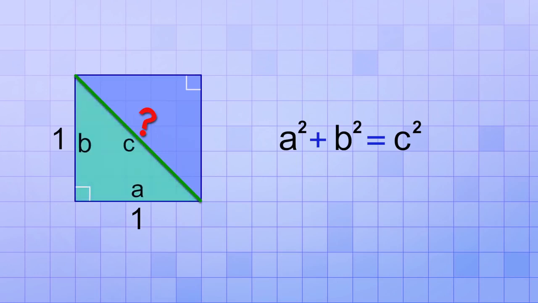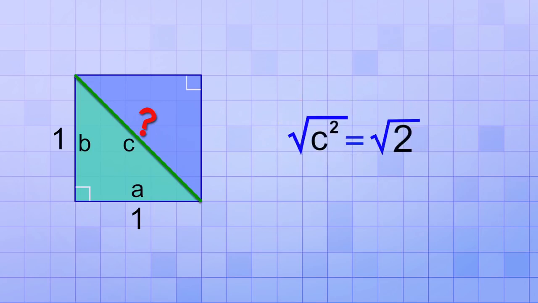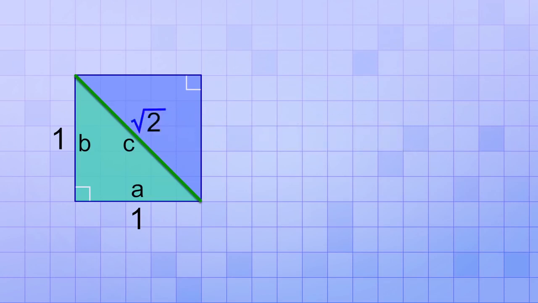And since we know that A and B are both 1, we can plug those values into the Pythagorean theorem equation, which gives us 1 squared plus 1 squared equals C squared. Now we solve for C. 1 squared is just 1. So the left side of this equation simplifies to 1 plus 1, which is just 2. That means C squared equals 2. And if we take the square root of both sides, we get C equals the square root of 2. So that's how far it is across the diagonal of the unit square.